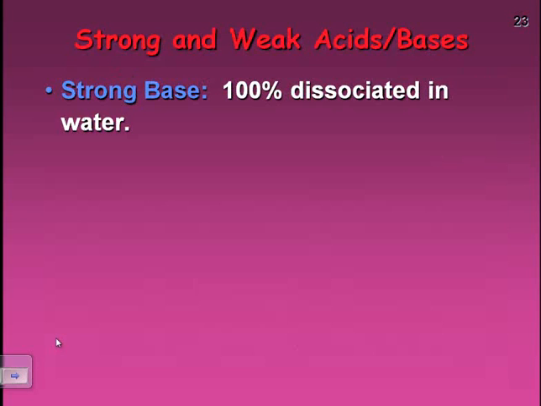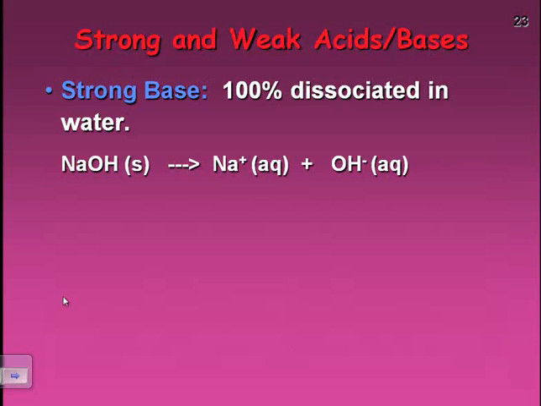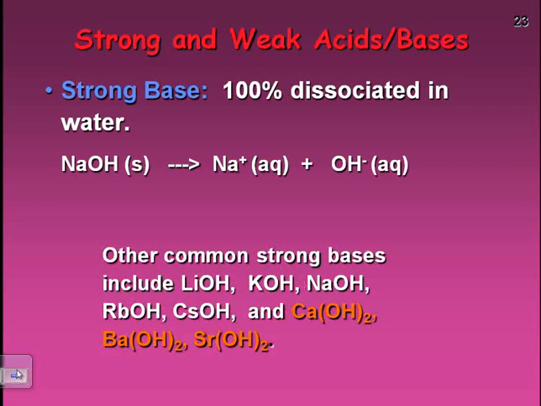Just like a strong acid, a strong base 100% ionizes, or dissociates, which is a synonym for ionizes, in water. So sodium hydroxide breaks apart completely to sodium plus and hydroxide minus. Other common strong bases, again, are basically the bases of the alkali metals in group 1 and the bases of alkaline earth metals in group 2. So that's what you need to know.